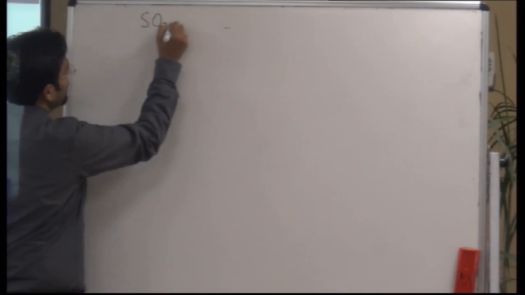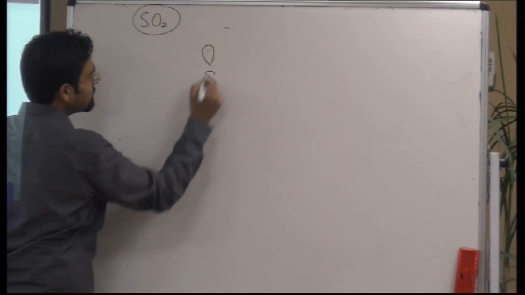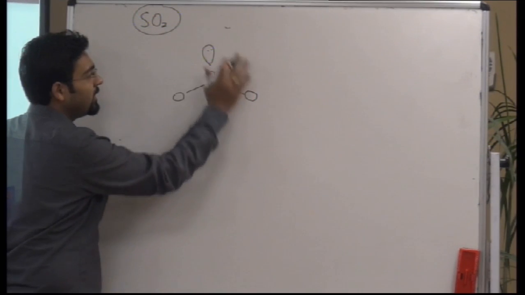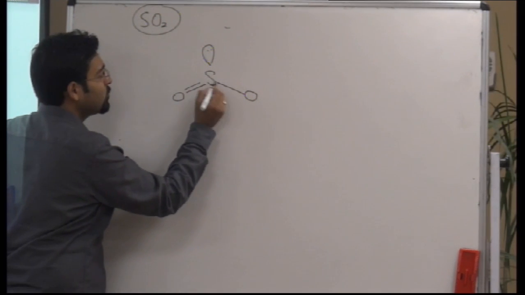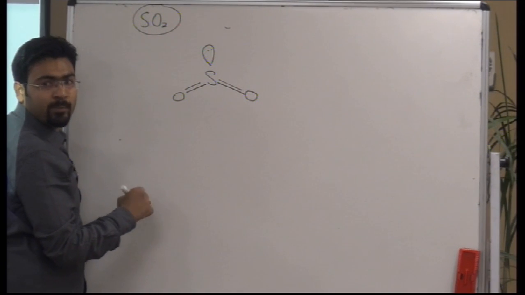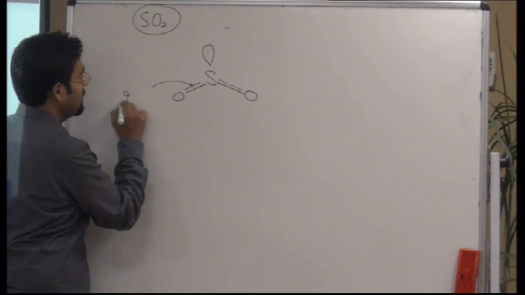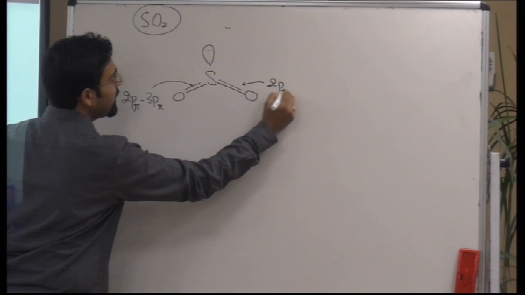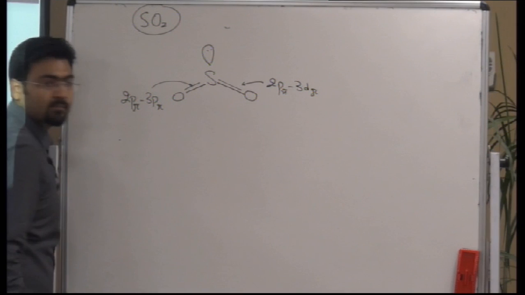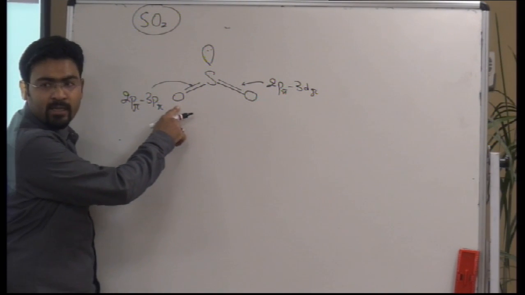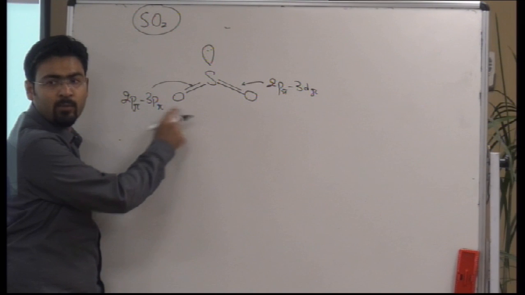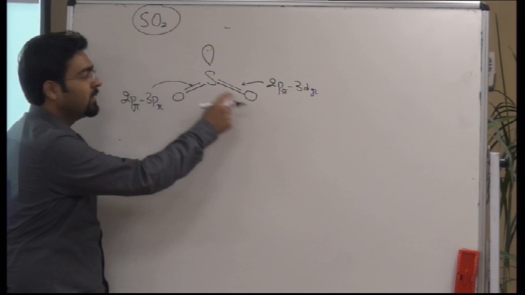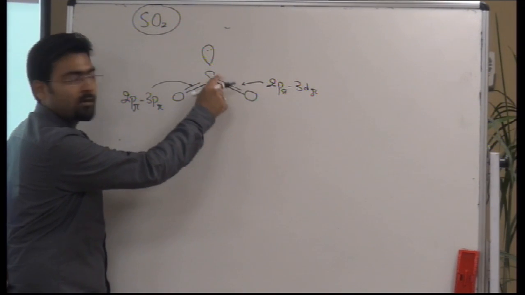So SO2, sulfur dioxide, has sp2 hybridization with a lone pair on it. It has a bent shape, and it has 2 pi bonds. One of the pi bonds is formed by 2p and 3p, and another pi bond is formed by 2p and 3d. Oxygen definitely does not have a 3d or 3p, so this 2p actually belongs to oxygen. One pi bond is formed by the 2p orbital of oxygen and the 3p orbital of sulfur. The other pi bond is formed by the 2p orbital of oxygen and the 3d orbital of sulfur.